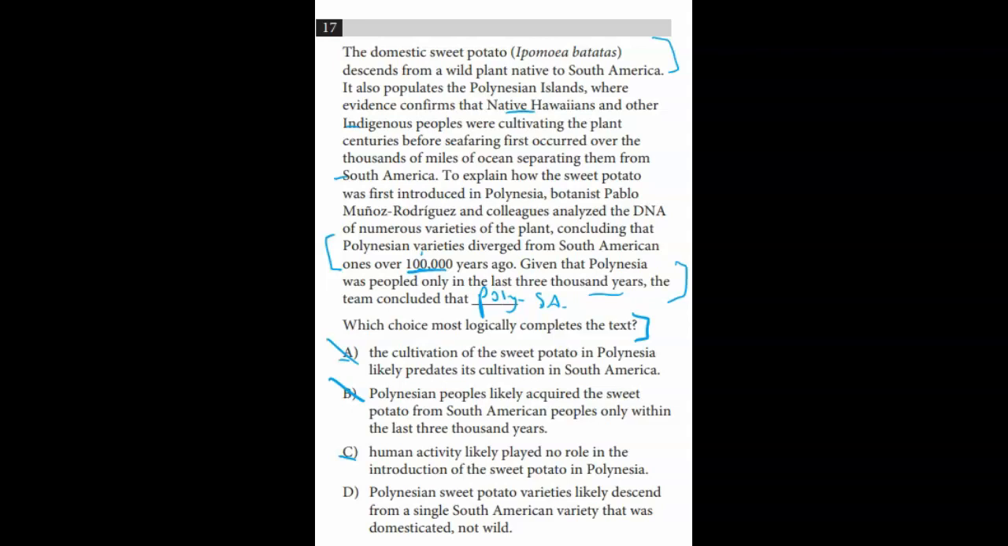Polynesian sweet potato varieties likely descended from a single South American variety, which was domesticated, not wild. I also don't like that one. I liked that one all the way up until it said it was domesticated, not wild, because once again, this implies people had something to do with it before it split, but it likely split well before the human populations came around, and so C is going to be the correct answer for 17.